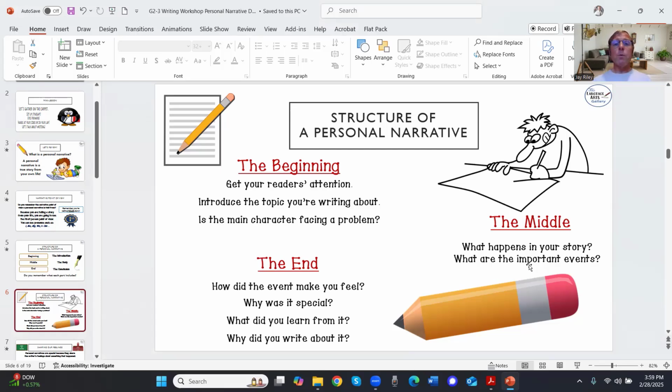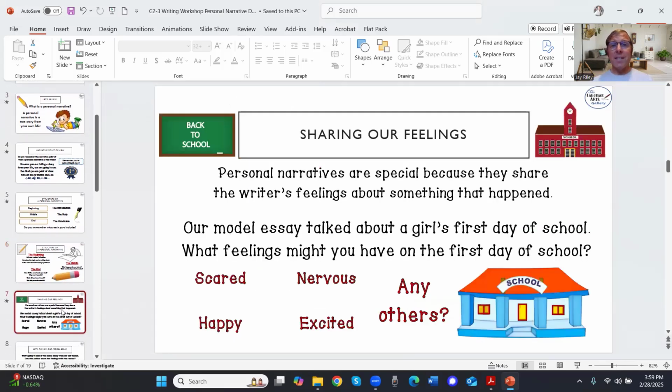But more importantly, we want to talk about how we felt, right? And it's great when we're writing a personal narrative if we can share our feelings about how we felt about this experience as we're taking our audience through it. So that's what we're going to work on today. We're going to work on adding feelings to our writing.